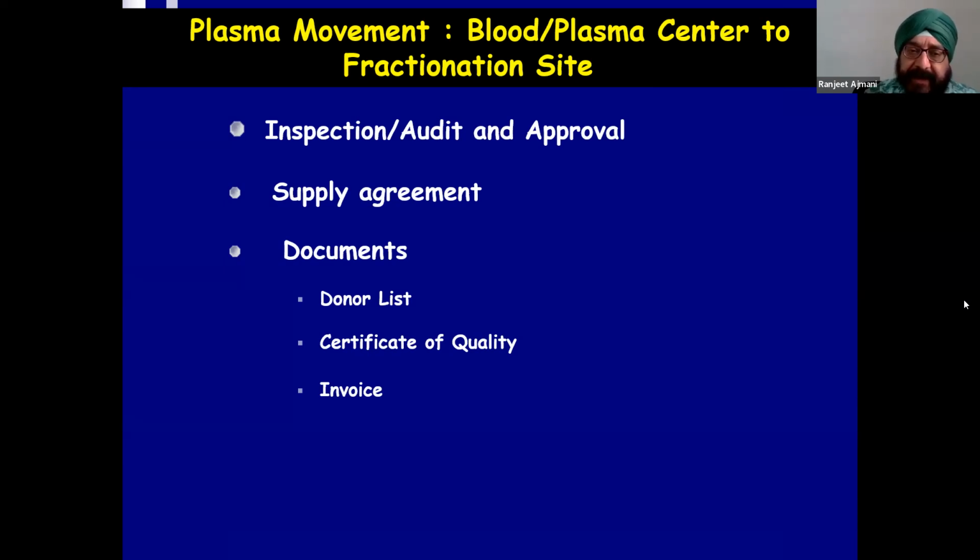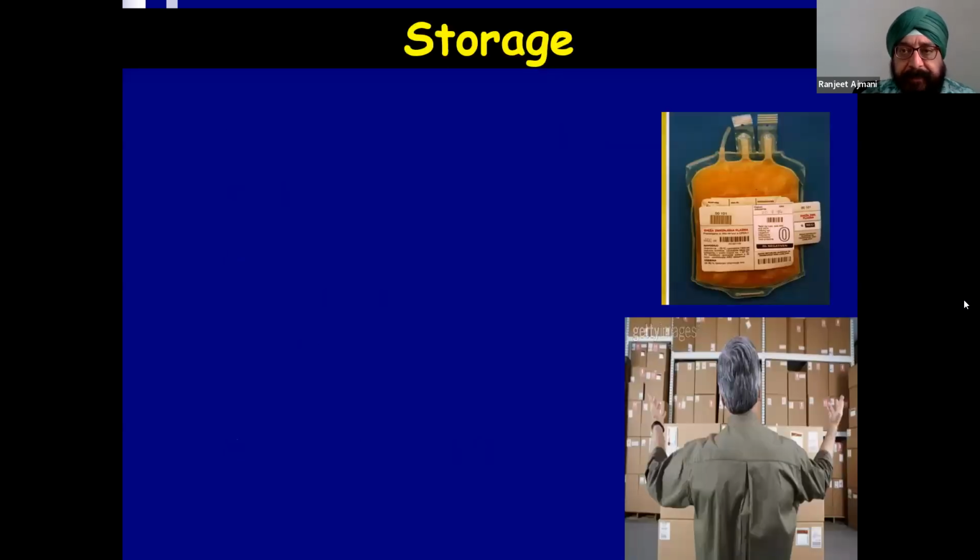Then there's a certificate of quality which contains the information of the number of bags, the kits which were used, the method which was used to test the plasma, etc. And this is also there along with this. And there is the invoice of the plasma. And there are more, like the shipment documents, for example, the air bill, etc. So these are the documents, and that is how the plasma moves from a blood center to a fractionation company.